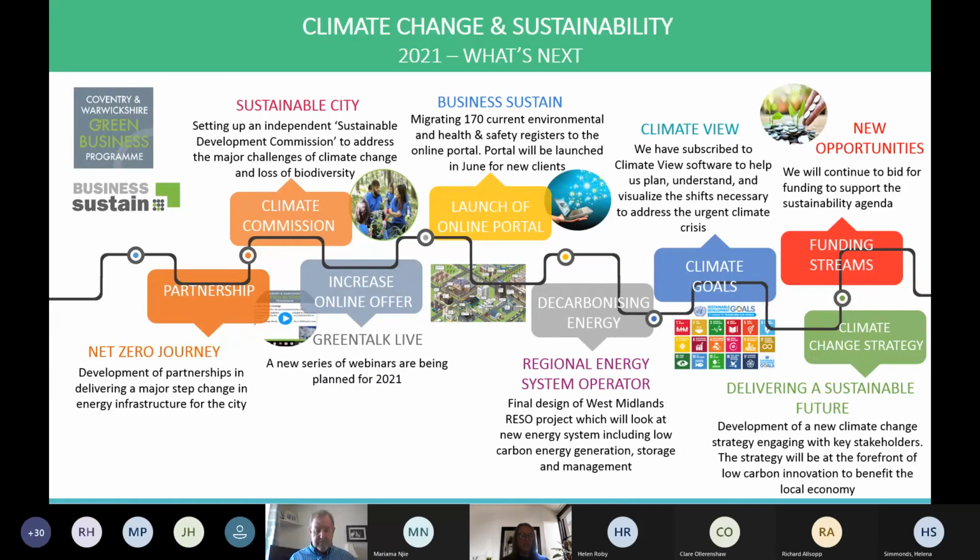So 2020 was obviously a busy year for us, but now we're looking at what's next within the division. So obviously we're on our net zero journey as a council, so we're developing partnerships and delivering that major change in energy infrastructure for the city. We're looking at how to become a sustainable city, so we're working on setting up an independent sustainable development commission, where we're going to be looking at key stakeholders within our city to be part of that, so we can address the major challenges of climate change and loss of biodiversity.